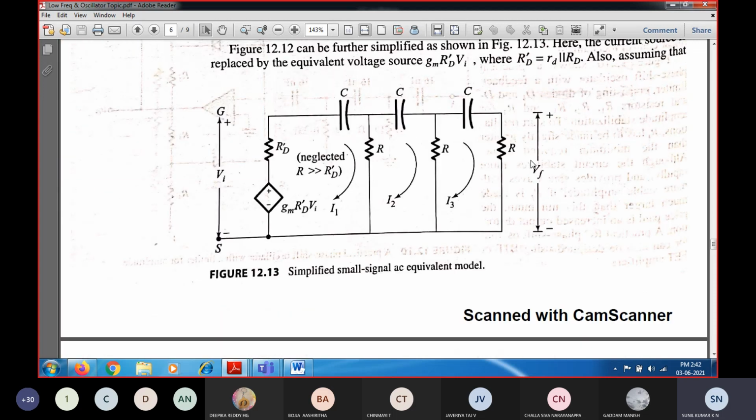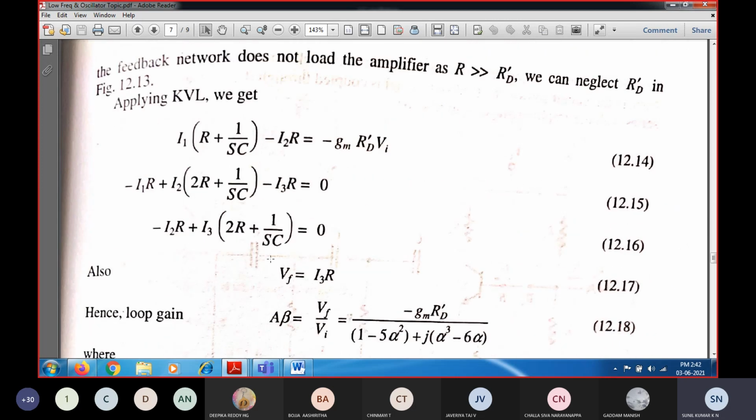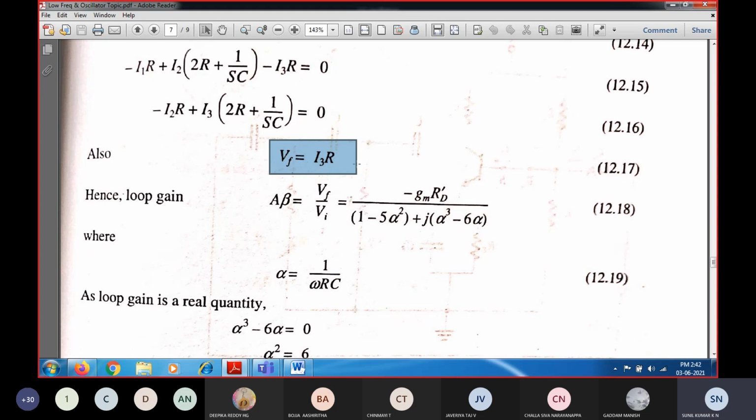And also we know that the feedback voltage which is fed back to the input, to the gate of the FET, will be equal to the current, that is feedback voltage Vf, which is nothing but I3 into R. So this is a feedback voltage, which is nothing but I3 into R. And now we need to find out the loop gain. So I'm going to write the loop gain as A into beta. In which we can see the feedback voltage will be equal to what? So this is nothing but the loop gain. So how much is the gain, which you are going to get?